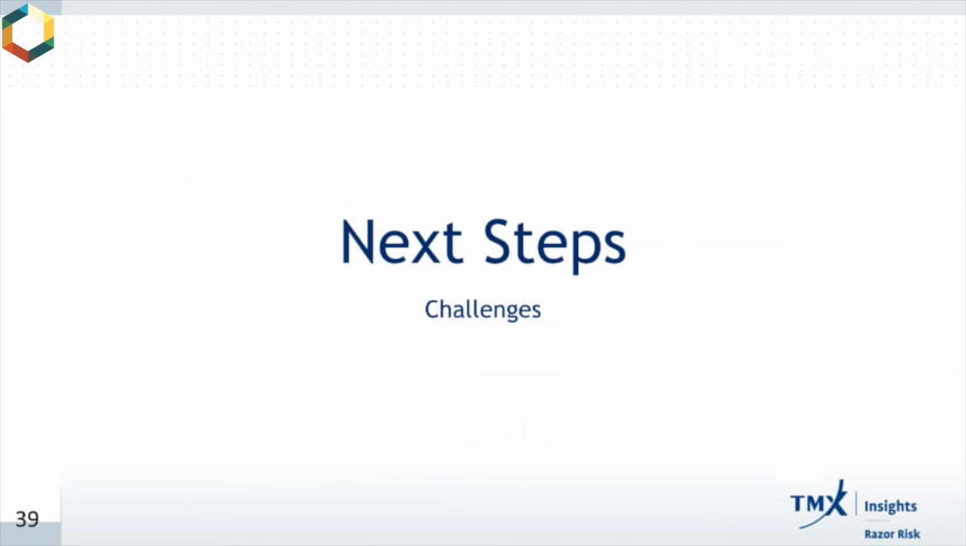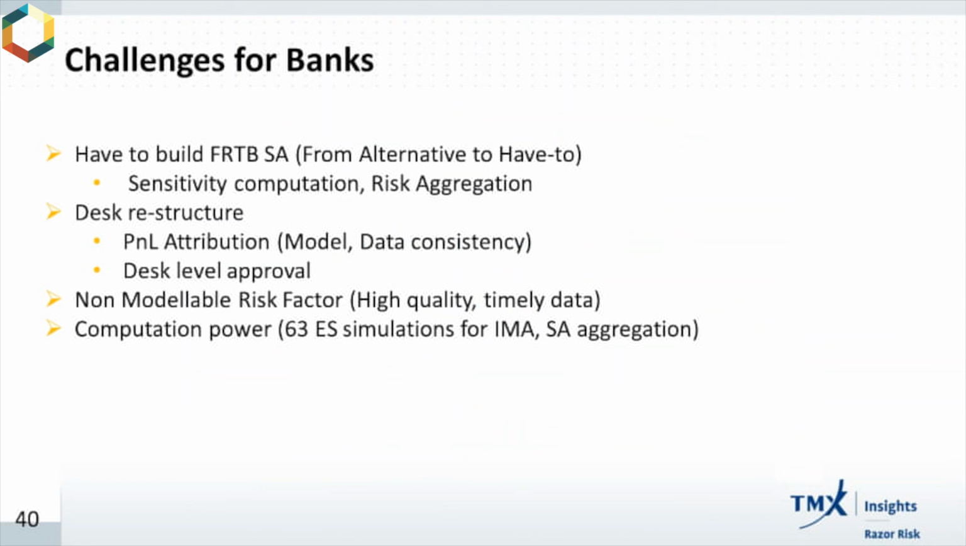So next, we're going to talk about the industry challenges. The first challenge is to build a standardized approach, because usually we didn't have it before. And now the standardized approach is not an alternative. It has to be done by everybody. So sensitivity computation is an issue, because SBA requires a large volume of sensitivity calculation, and moreover, it requires an effective risk aggregation function to calculate the risk charge quickly.